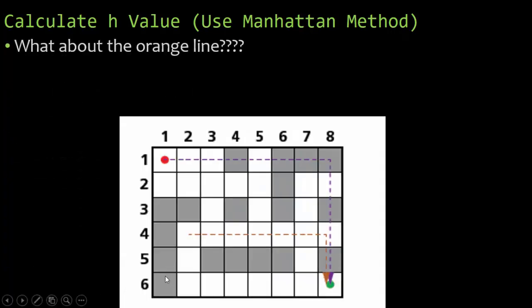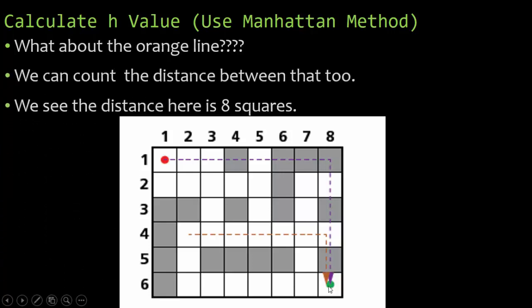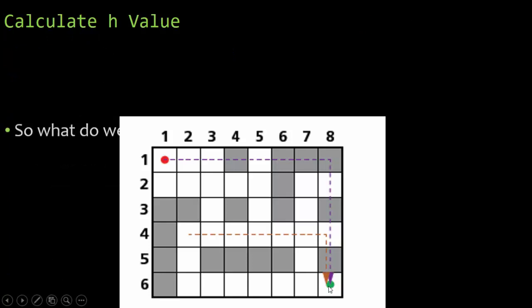Well, what about that orange line? Let's count the distance. 1, 2, 3, 4, 5, 6, 7, 8. Let's go around the gray squares. Again, 8. And I can also go down because down will still bring me towards my goal because I know my finishing point is at the bottom. Again, 8. So we can count the distance between that too. We see the distance here is 8 squares.